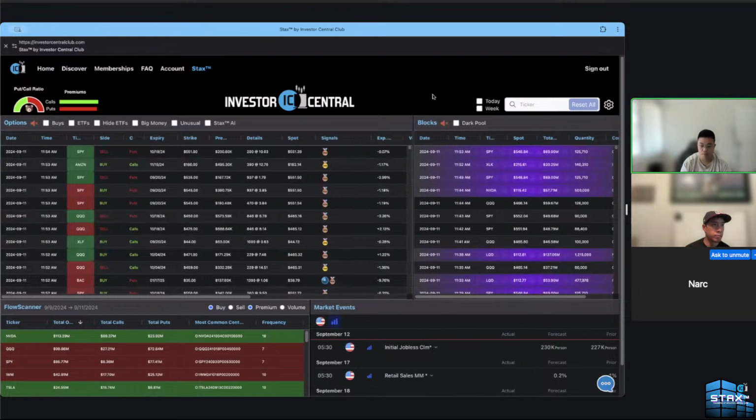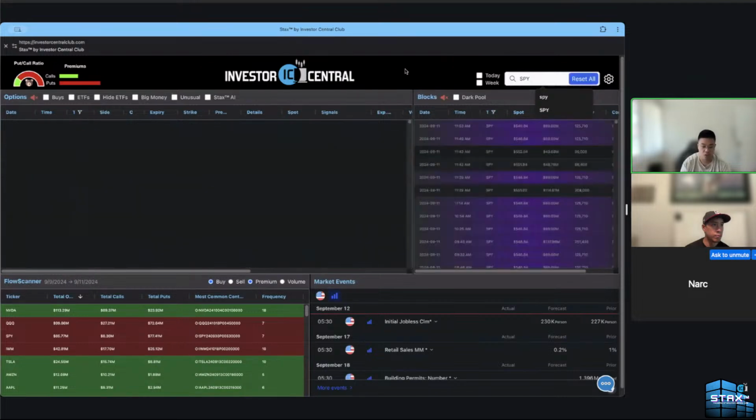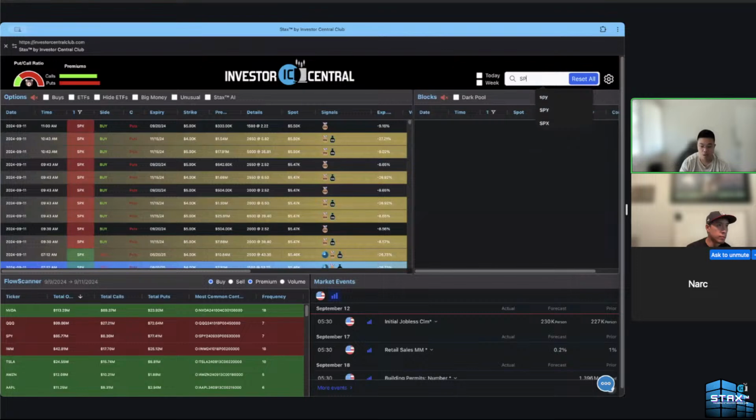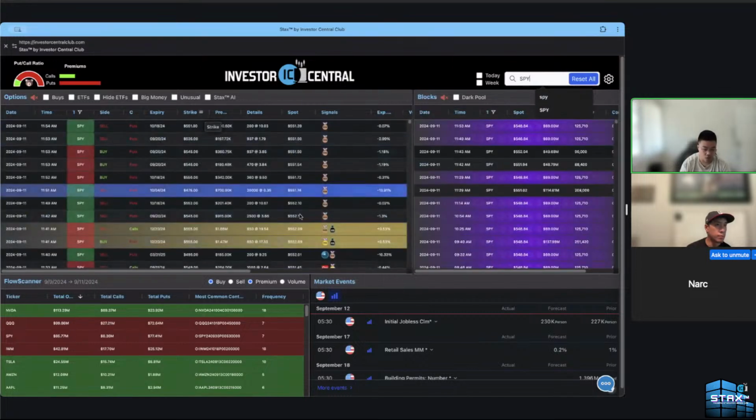But based off Stax, what he likes to do is look at dark pool levels. So let's say you're looking at SPY or SPX or whatever it is that you're trading. Let's just use SPY for a second. On top of the flow, when you see the spot details right here, the spot details just means that that is the exact stock price that the contract was executed at. So this is what that stock was trading at when this person bought SPY puts or this person sold his SPY puts or whatever it is.